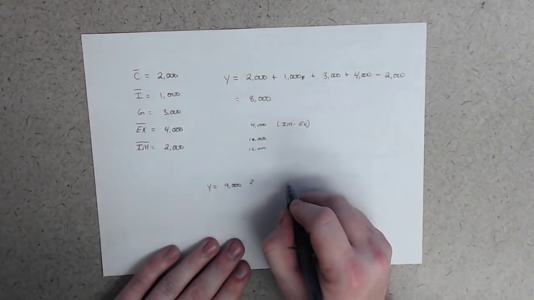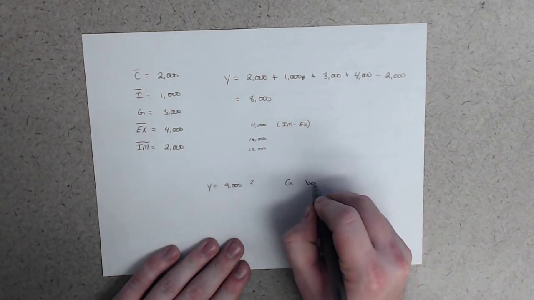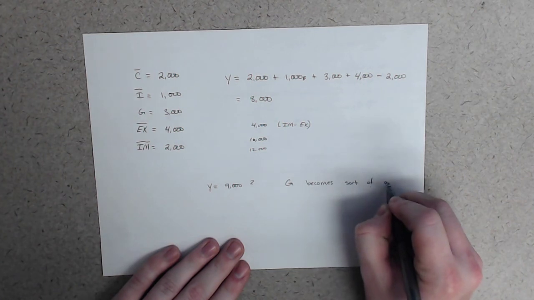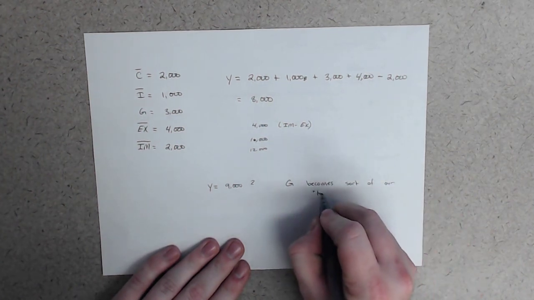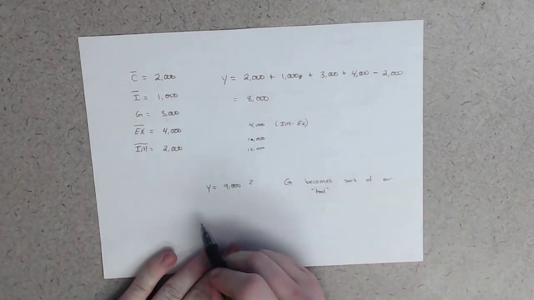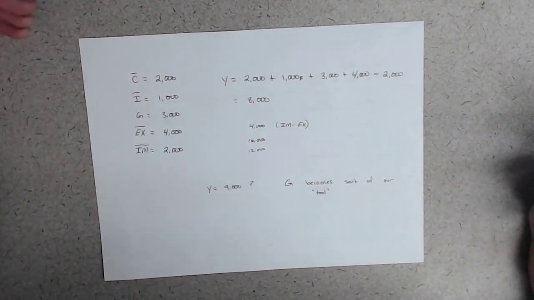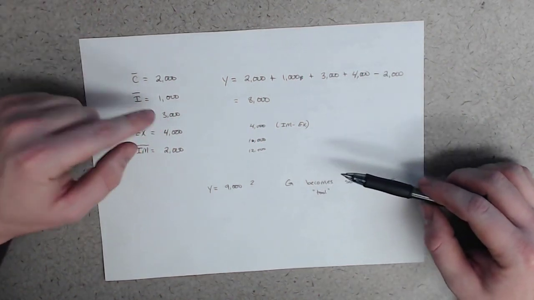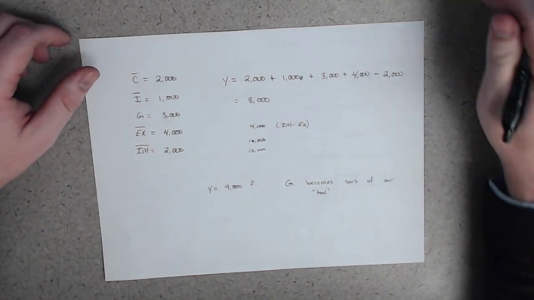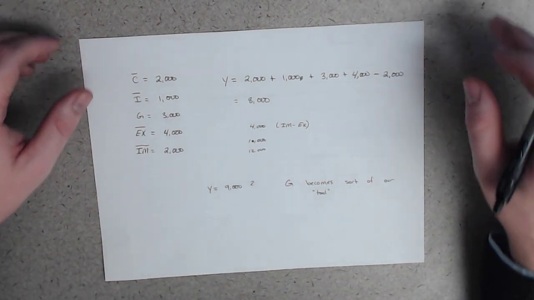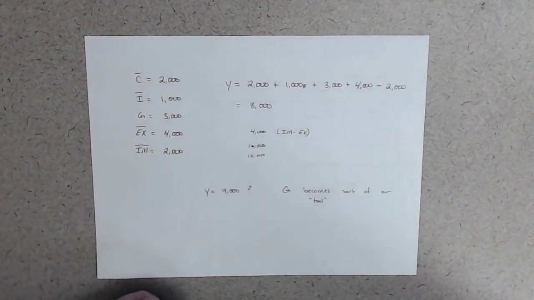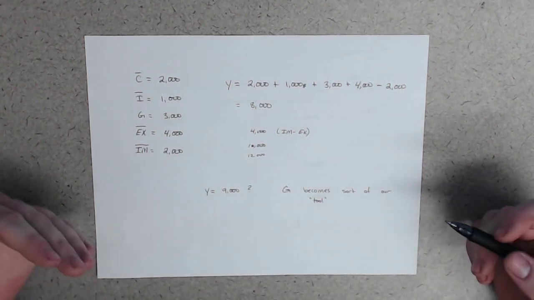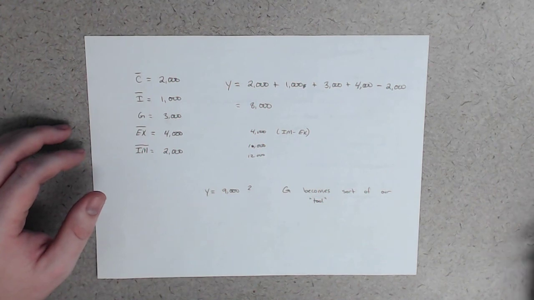And so basically, G becomes sort of our tool for adjusting GDP. If we wanted to increase GDP from 8,000 to 9,000, we would just increase G to 4,000, or increase G by 1,000, okay? And so this is the quick and dirty explanation of what GDP is. Let's talk in the next video about some shortcomings of using GDP.